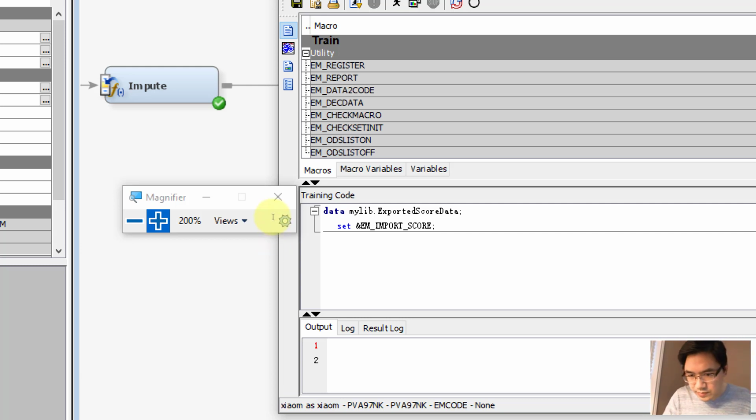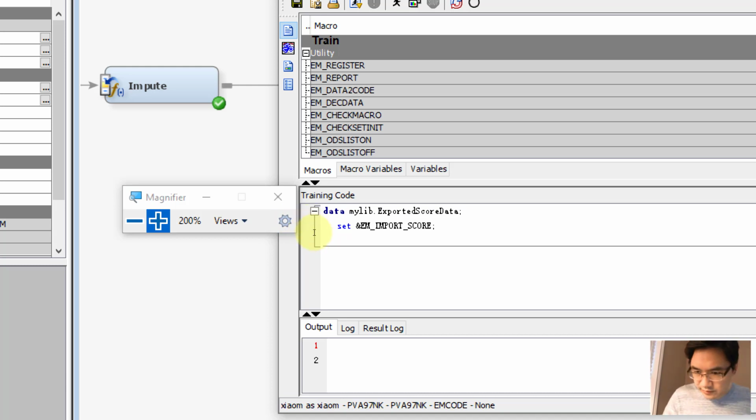It's EM Enterprise Miner underscore import score. It's the dataset behind the score code. And don't forget the semicolon. And then the last statement is run. So this will tell it to run the block of code. Okay, so that is it.